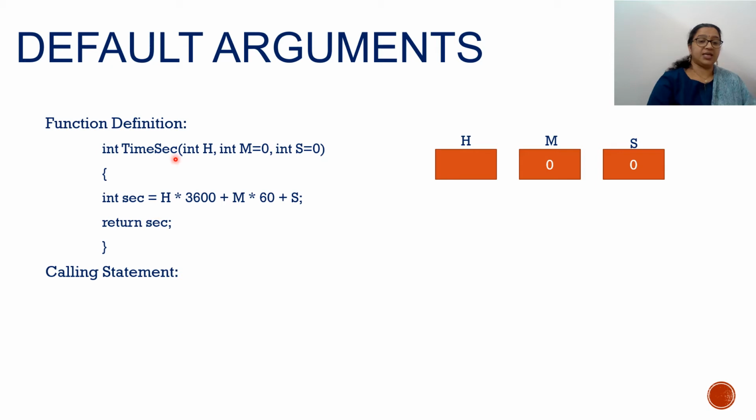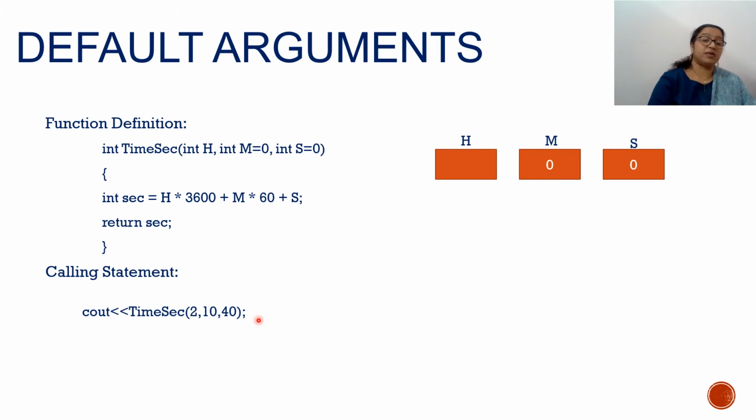In time seconds, three variables are there, H, M and S. H is empty, M is equal to 0, S is equal to 0. Now we can check the calling statement. See the first calling statement is cout, so we are printing the return value on the monitor. Time seconds we are calling, and in brackets three arguments are there. Direct values we are assigning: 2, 10, 40.